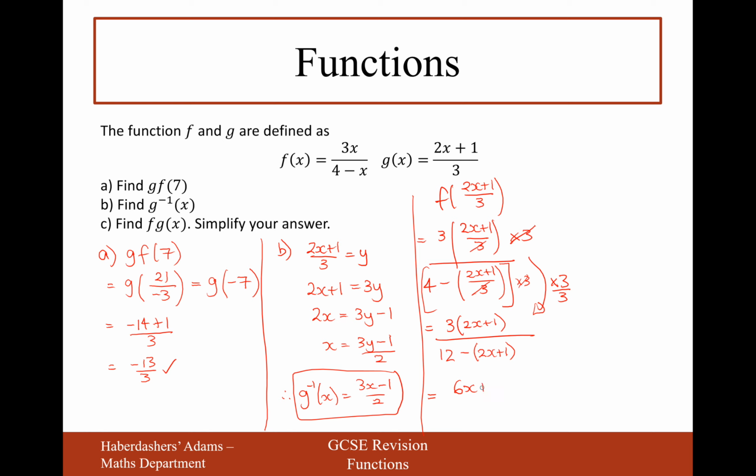So expanding the brackets, it's going to be 6x plus 3 over 12 minus 2x minus 1. Remember, I need to take away everything that's in that bracket. The final answer here is going to be 6x plus 3 over 11 minus 2x. And there we are, that's the answer to that question there.